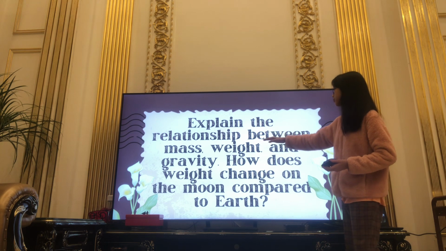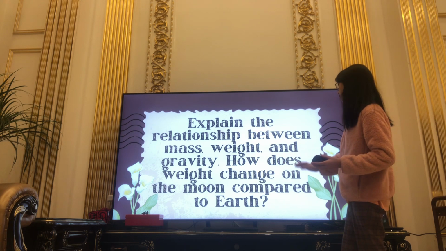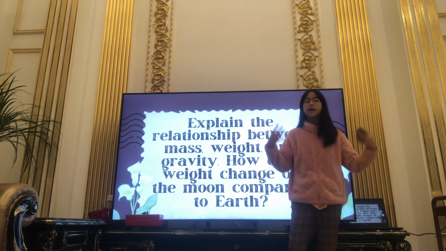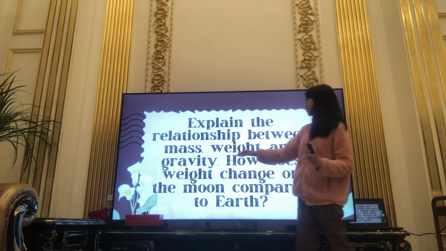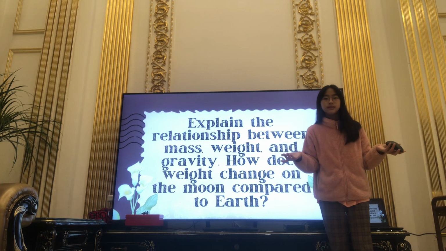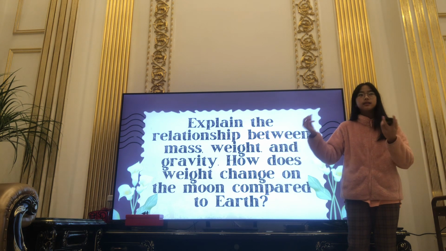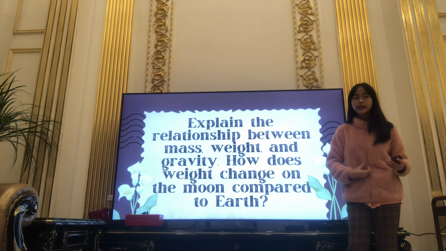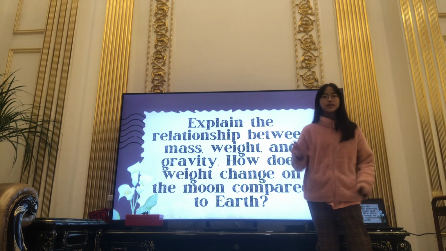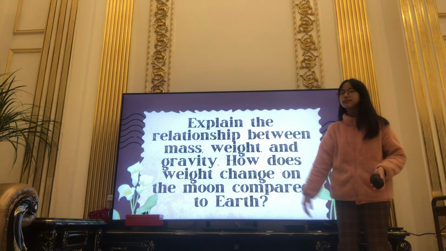Explain the relationship between mass, weight, and gravity. How does the weight change on the moon compared to the Earth? So, mass. Mass is the thing that is contained in our body, and mass is how much we weigh. For example, at breakfast today I ate 100 grams of bread, and that is the mass in my body, and the weight is the weight of my whole body, including the body parts, like my head, my hair, my arm, or whatever it is. And gravity is much different.